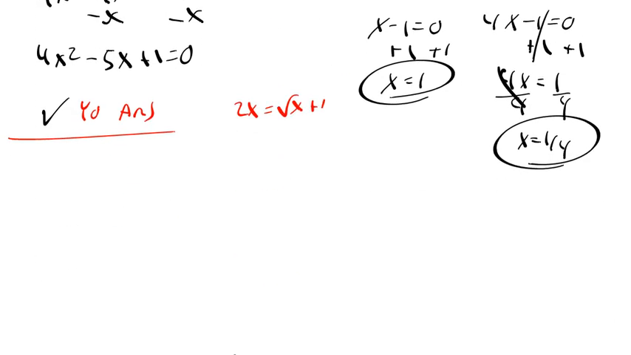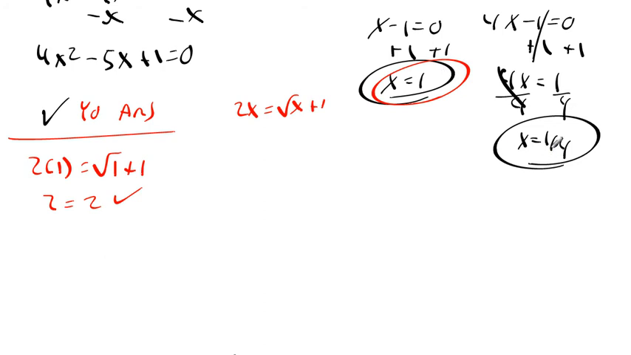All right, so let's see. Is it true or false? Is 2 times 1 the same thing as the square root of 1 plus 1? 2 times 1 is 2. Square root of 1 is 1, plus 1 is 2. So bing! Yay! So 1 is an answer.